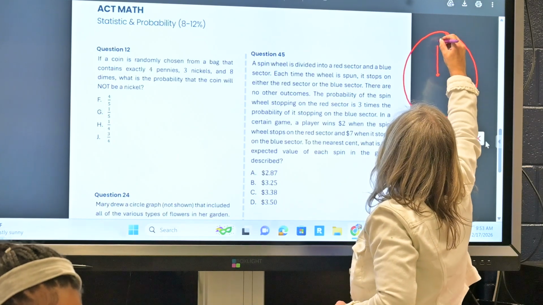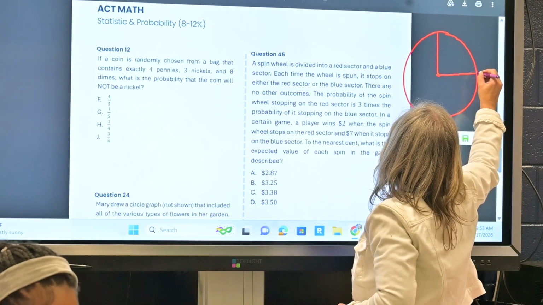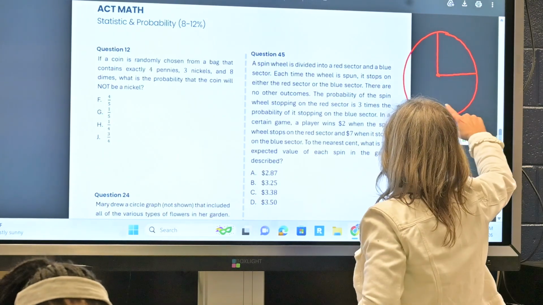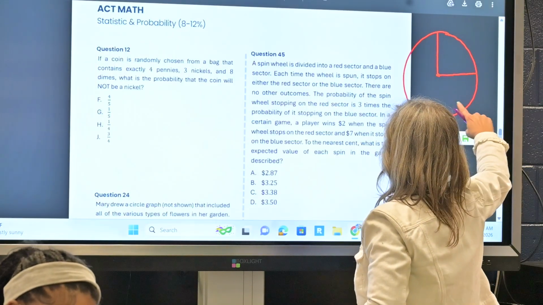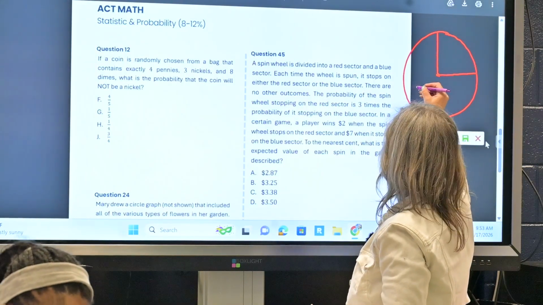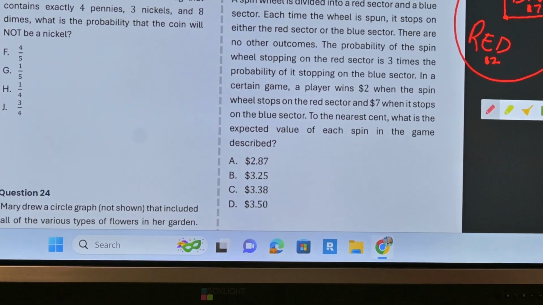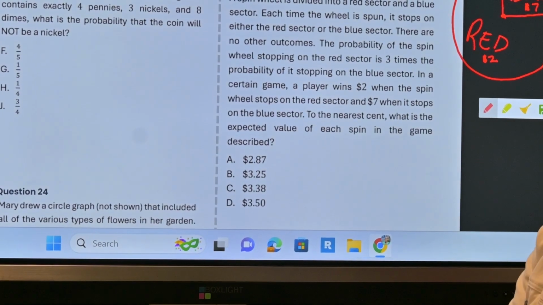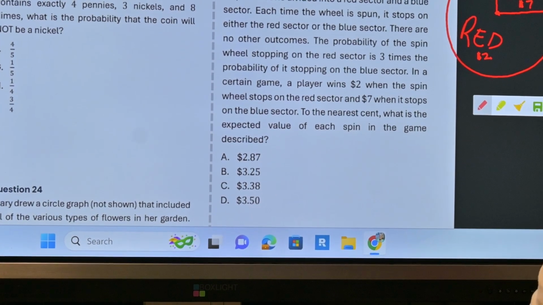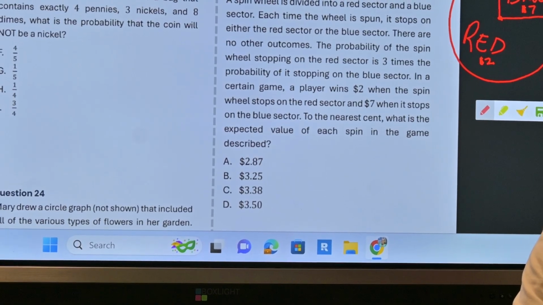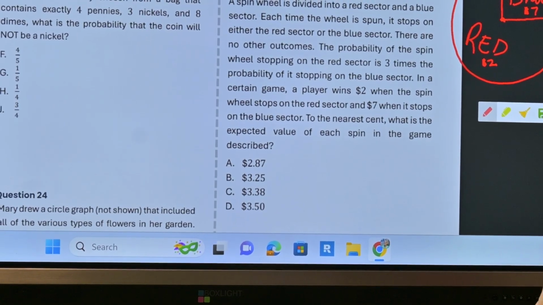And let's just say the probability of stopping on the red is 3 times greater, right? So I'm going to make it bigger. What do y'all think about this one? What would you do? Anybody? No? Okay. So let's try this.